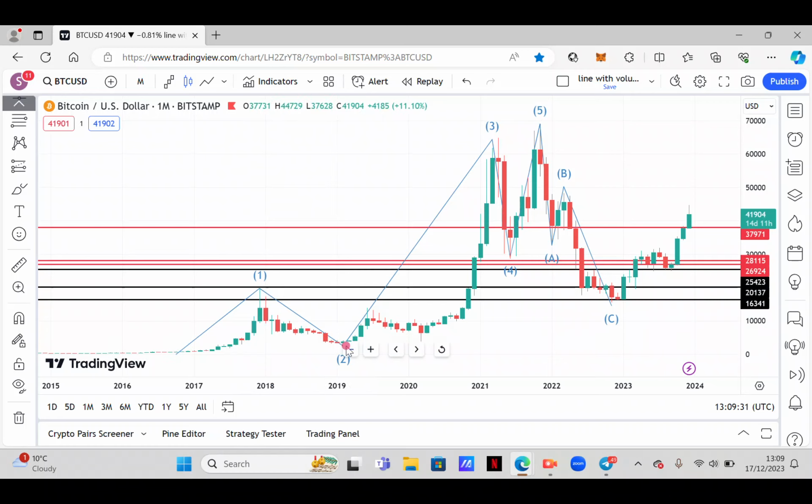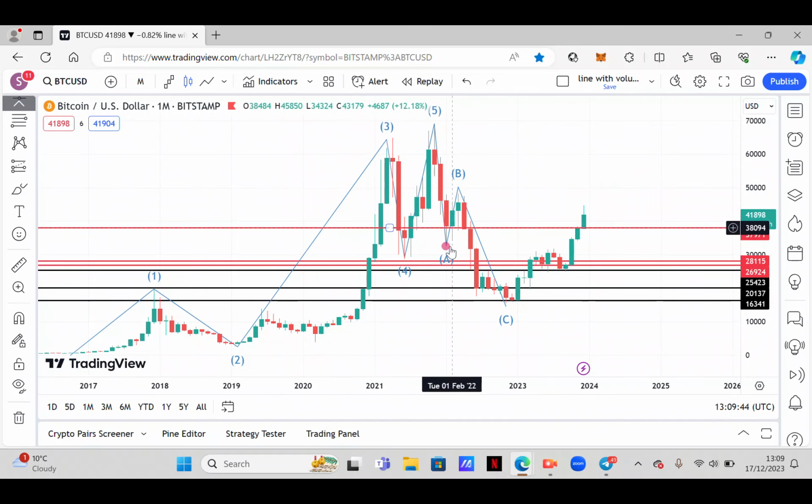This was Elliott wave 1, 2. This was a repeat of 1, 2. And then basically I simplified as 3, 4, 5. And then we were down here, A, B, C. And then now we are up here. So possibly this was wave 1, 2, 3. And then we will have some form of correction.